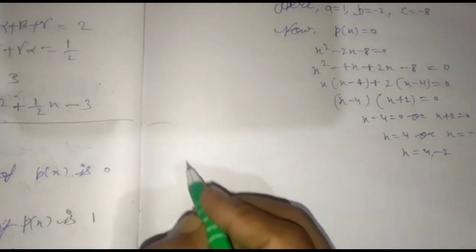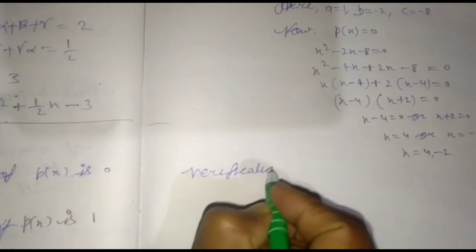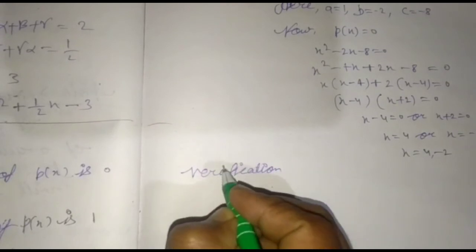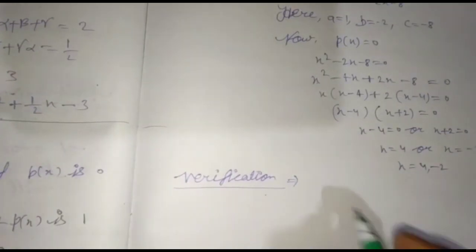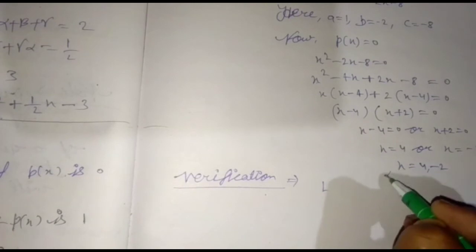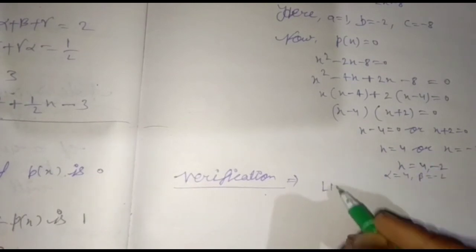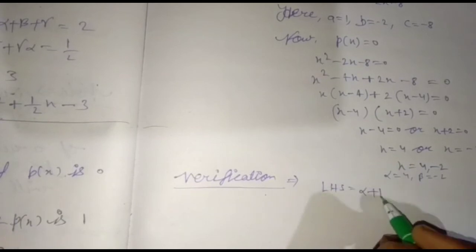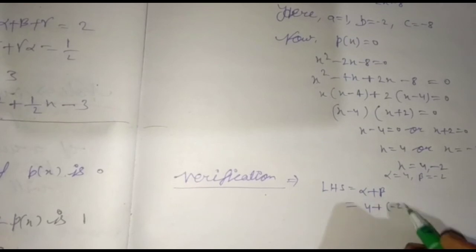Now look at the next step, verification. First suppose alpha is equal to 4 and beta is equal to minus 2. So LHS equals alpha plus beta. Alpha is 4 and beta is minus 2, so you will get 2.